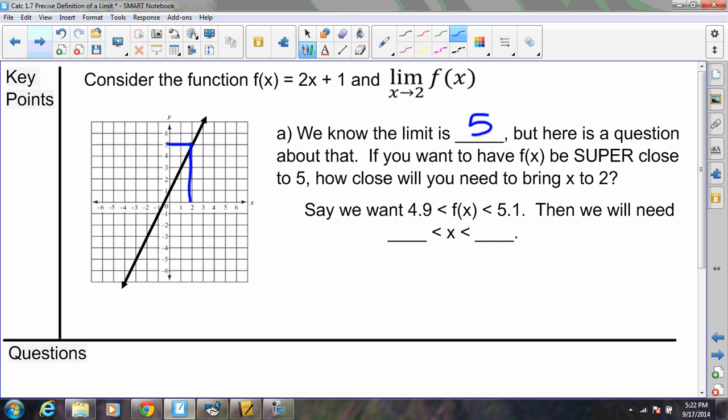Here's a question though. If we are going to start getting super close to 5, for example, if I want it to be 5.01 and 4.99. Well, let me back that up. I'm sorry, I was getting ahead of myself. I'm going to use those numbers on the next one. If I want it to be 5.1 and 4.9, what are the x values coming down that are going to get me what I want?